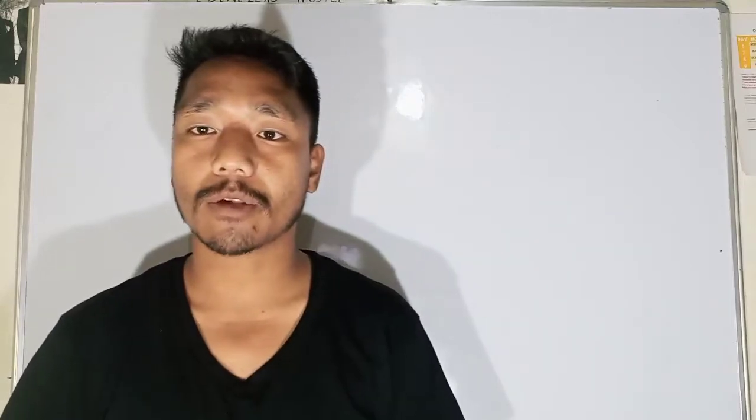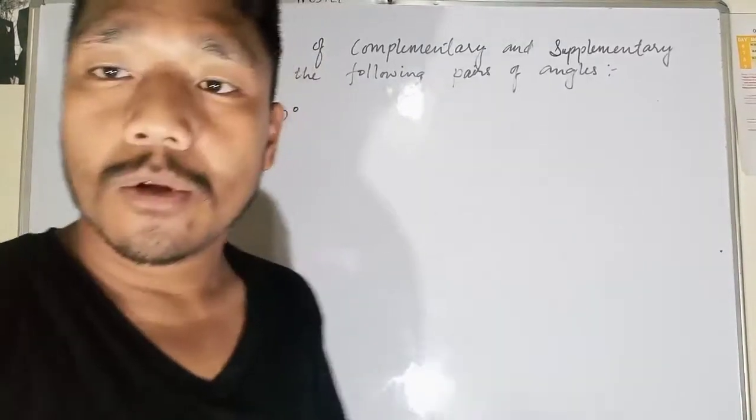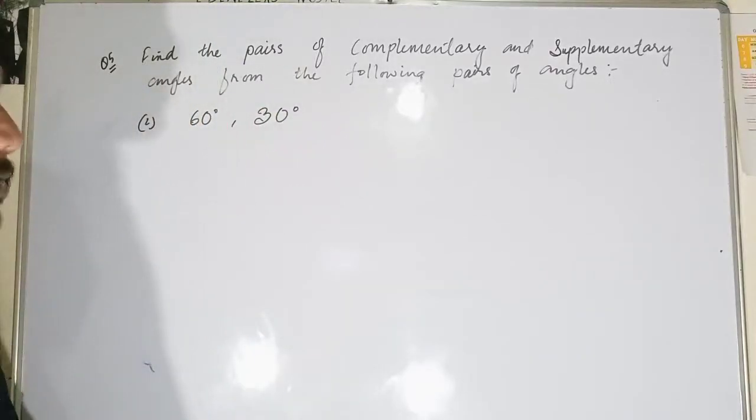Find the pairs of the complementary and supplementary angles from the following pairs of angles. Whether it is complementary or supplementary, we know what is complementary and we know what is supplementary. So this is question number 5. Find the pairs of the complementary and supplementary angles from the following pairs of angles.